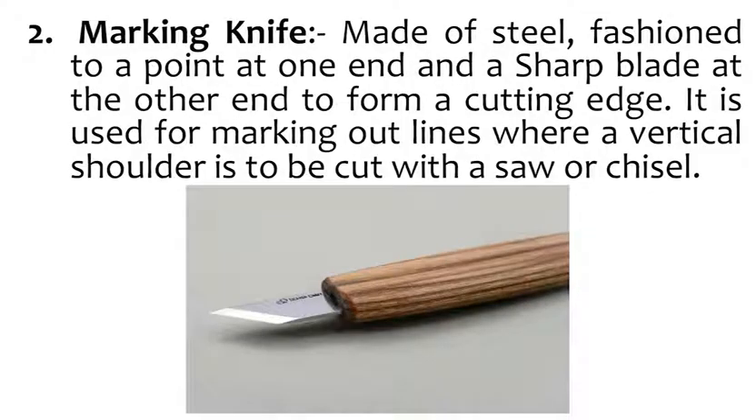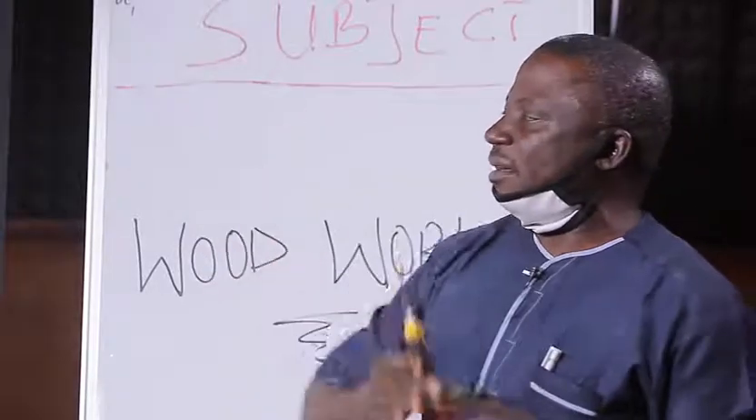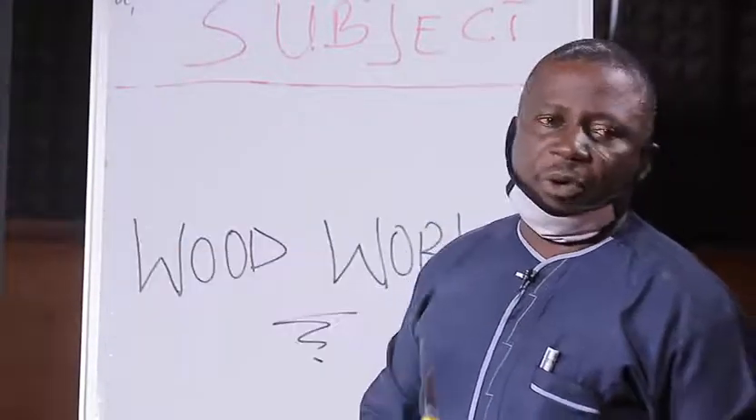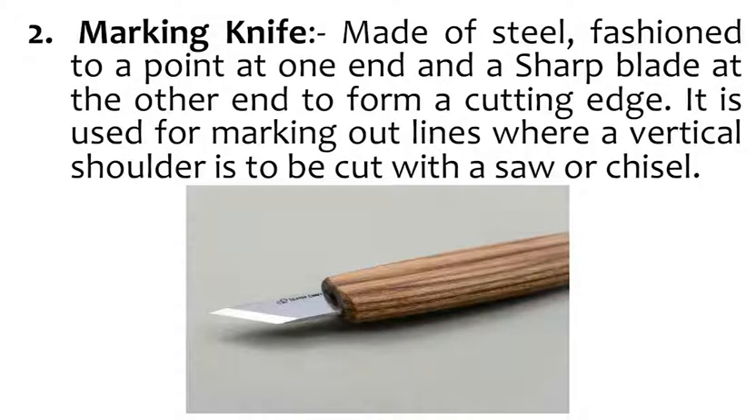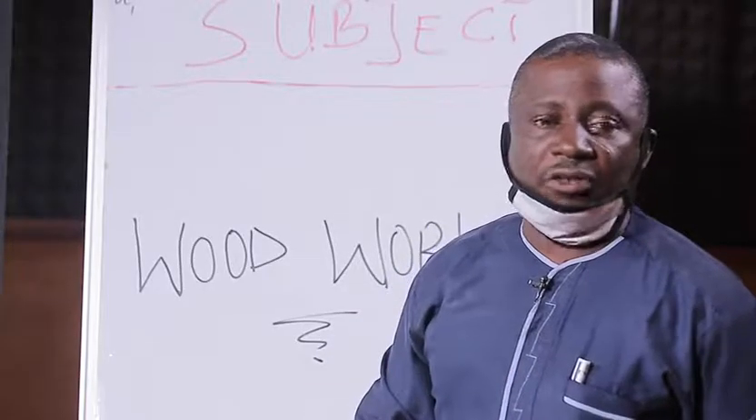Okay? We said it is used for marking out lines where a vertical shoulder is to be cut with a saw or chisel. You can see this one is made of plastic. The one that is on the drawing on the board is made of wooden handle. And you can see one of the edges is beveled, okay, to a sharp point so that it will create a mark while transferring measurements on surfaces.